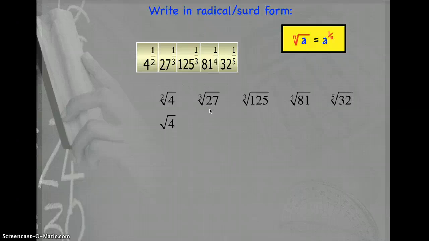Now, let's extend this learning by evaluating the values. Square root of 4 is 2. Cube root of 27 is 3 because 3 times 3 times 3 is going to be 27. For the third one, cube root of 125, to evaluate, it's 5. Fourth root of 81 is 3. And fifth root of 32 is 2. Okay. Let's study one more concept.